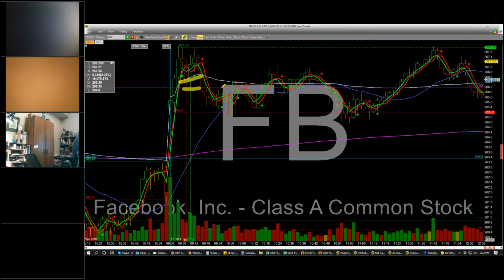And then look what it did most of the day. It gravitated to that weekly pivot, weekly pivot, weekly pivot. Okay, that's the Fibonacci resistance. So that became a very good point of inflection, or point where Facebook wanted to gravitate to most of the day. And it gave me a profit target this morning.